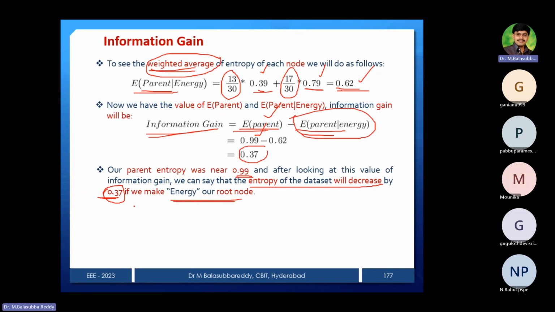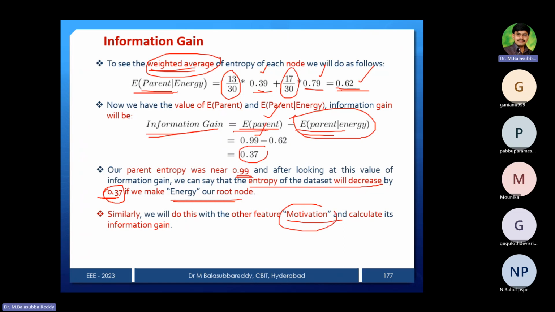Now I calculated one part. What is the second part? Similarly, you can take motivation as the root node. Then you can calculate the information gain, compare these two values, and decide which one is your root node. We'll see that part.